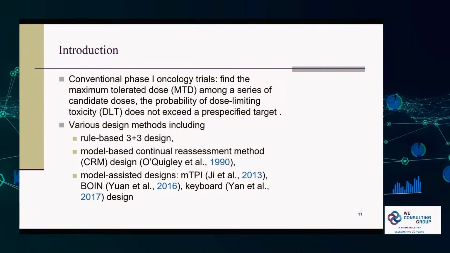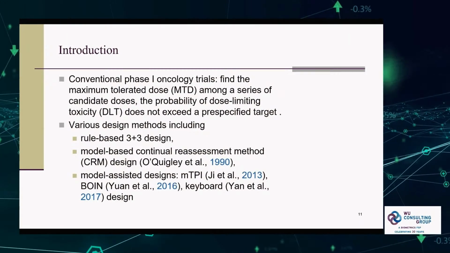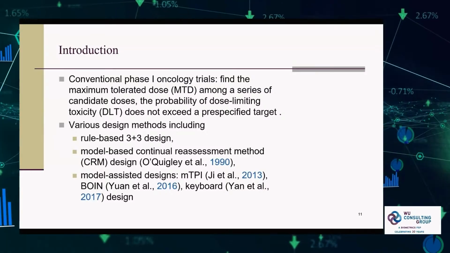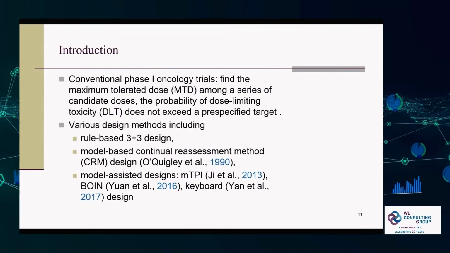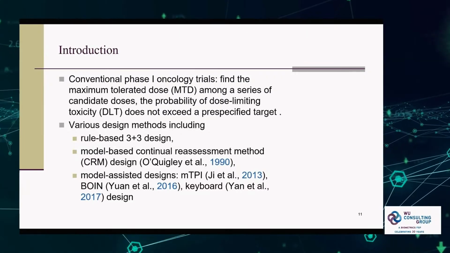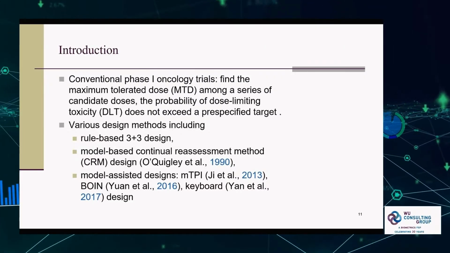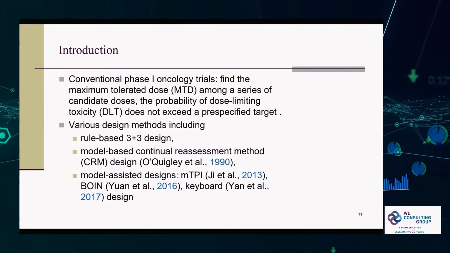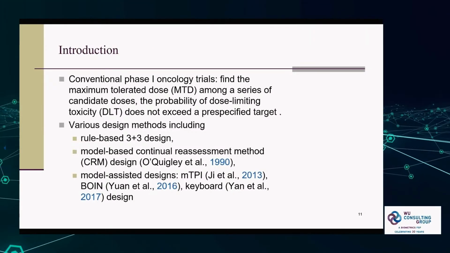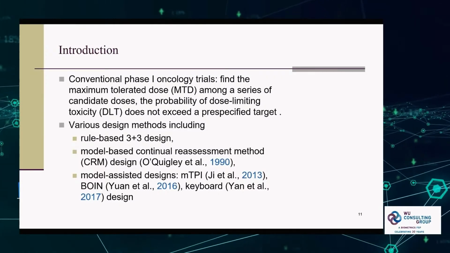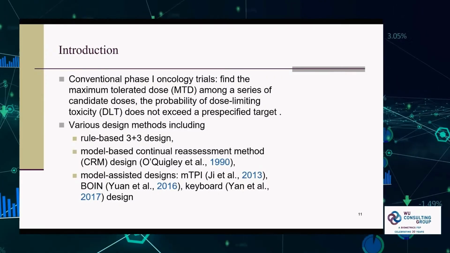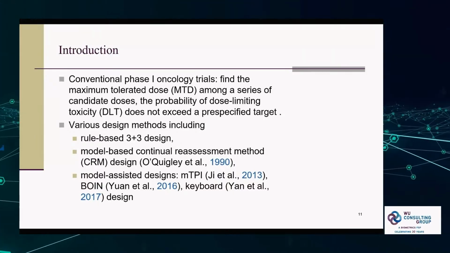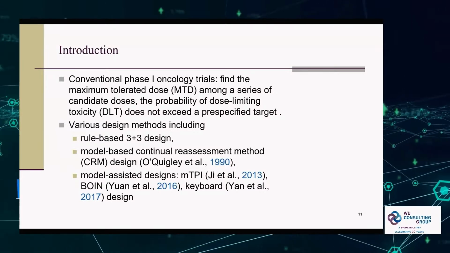And there have been various design methods in the phase 1 oncology trials. And particularly, people would like to classify them into 3 categories. For example, the rule-based design, the 3+3. And then the model-based, for example, the continuous reassessment method. And then there's the model-assisted design, the mTPI, or the BOIN design, or the keyboard design. Because of these different methods, today I will just give an introduction from the 3+3 design to the BOIN design.